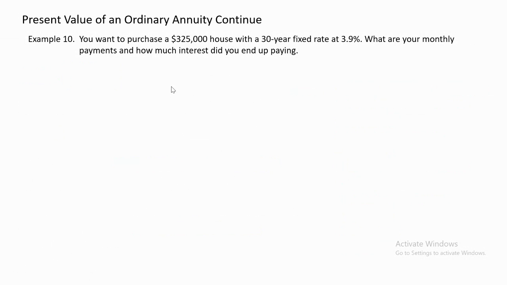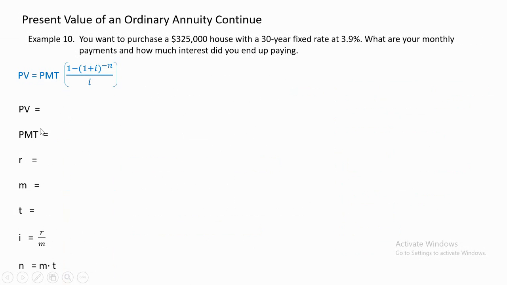It says here you want to purchase a $325,000 house with a 30-year fixed rate at 3.9% interest. What are your monthly payments, and how much interest did you end up paying? Let's find out. So again, there's a formula, and there's 7 things that we have to keep account of.